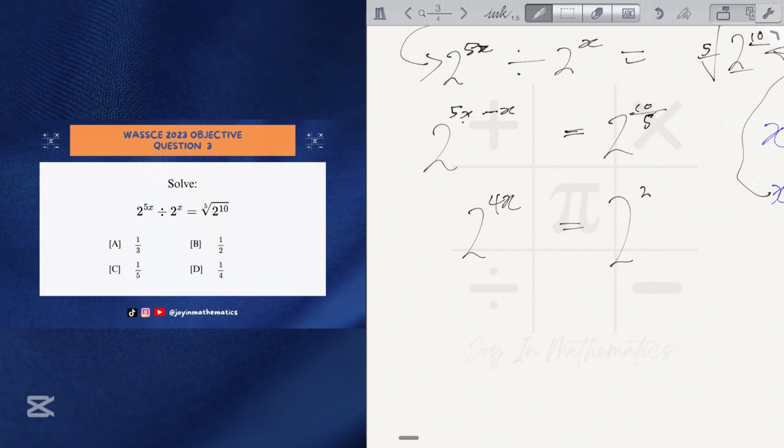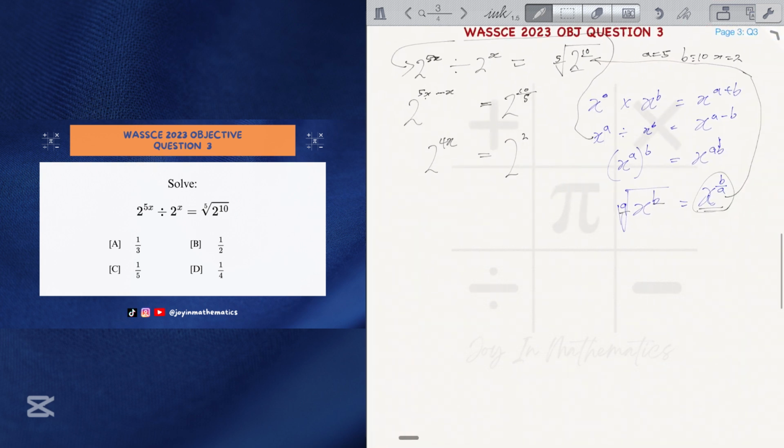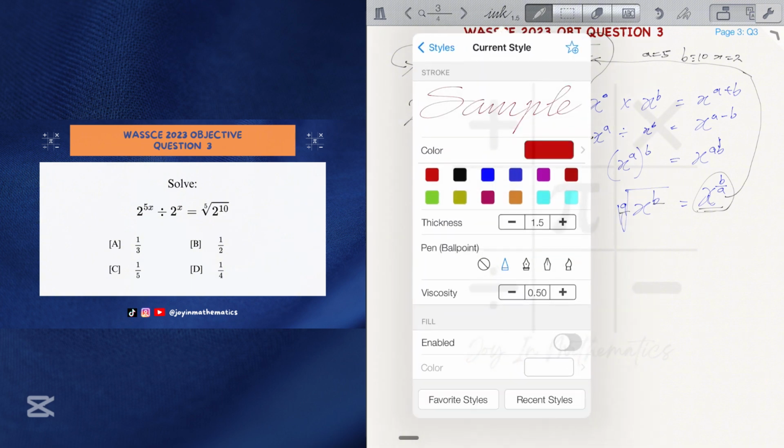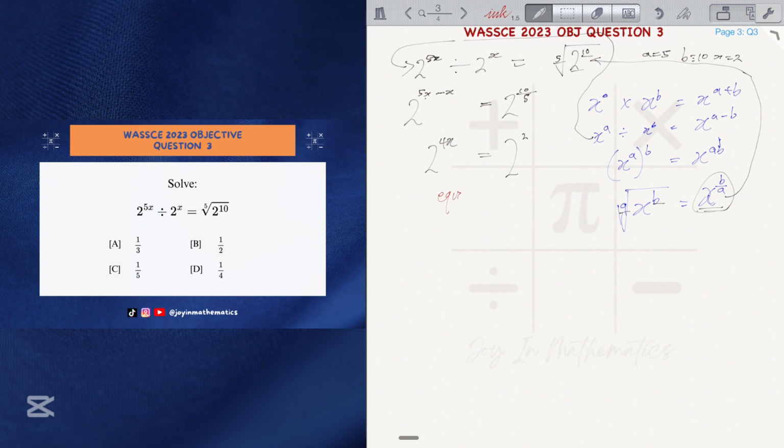So now we have the same base. If we have the same base, all we just have to do now is to equate the powers. So let's equate the powers.